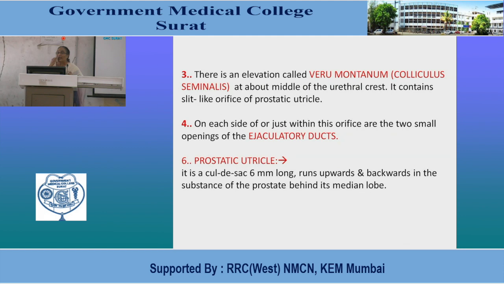There is an elevation called the verumontanum, or colliculus seminalis, again a feature visualized in the prostatic part of the male urethra, at about the middle of the urethral crest. It contains the slit-like orifice of the prostatic utricle. Number 4 are the ejaculatory ducts, one on each side; just within this orifice are two small openings called the ejaculatory ducts. Now the prostatic utricle is a cul-de-sac 6 cm long, running upwards and backwards in the substance of the prostate behind the median lobe.